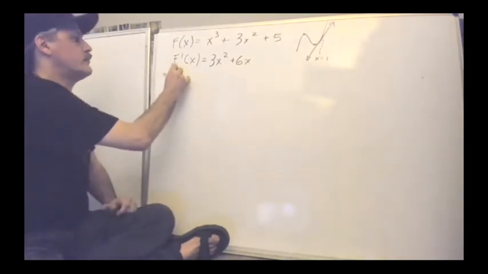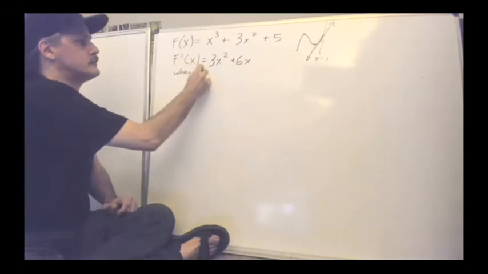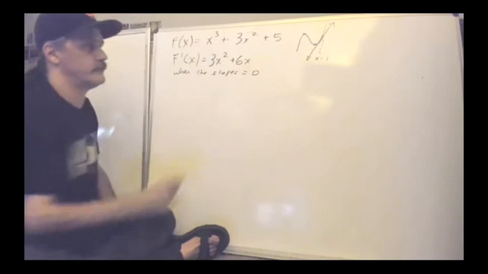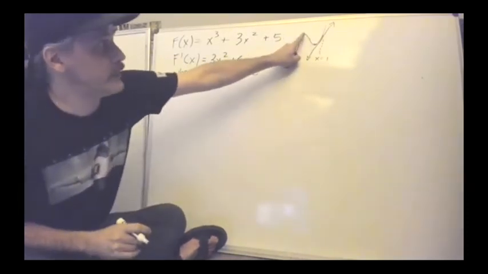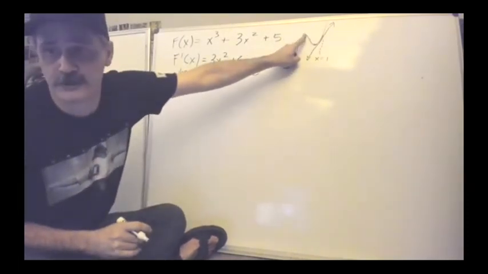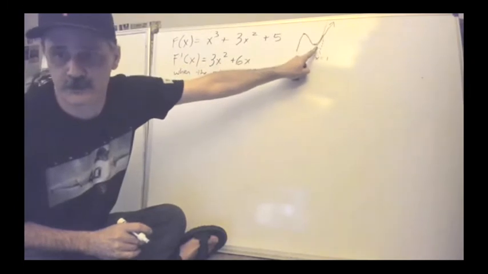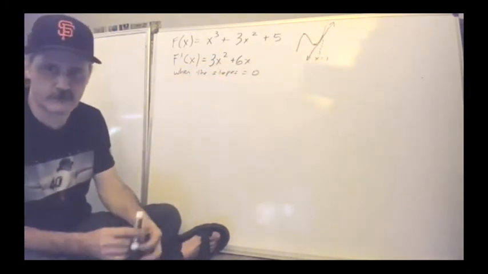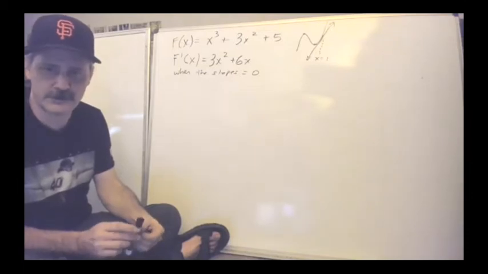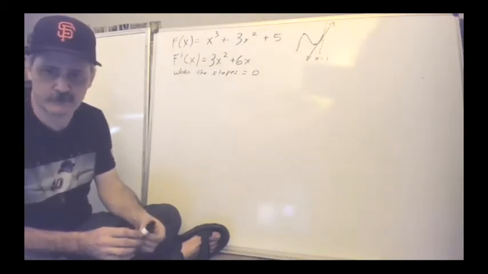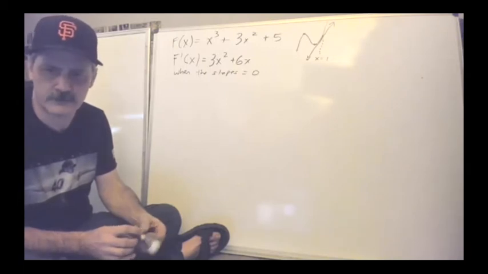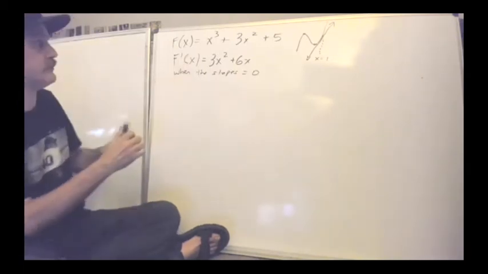Okay, so now what we do is we want to find out when the slopes equal 0. That would be when we have a horizontal line for the tangent line, and there's 2 places where that occurs. Okay, I hope the GeoGebra simulation helped that understanding. So now we just put this equal to 0.